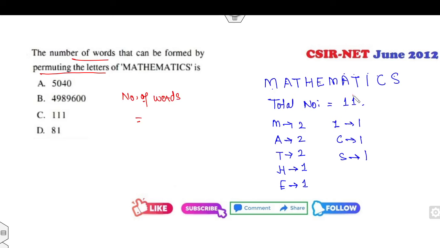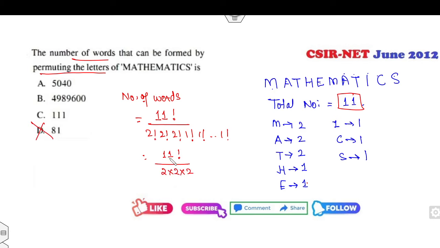You all know the total number of the words is a permutation. So it's 11 factorial divided by its repetitions: 2, 2, 1 factorial, 1 factorial. 1 factorial is always 1, so there is no need to write 1 factorial. That means 11 factorial over 2 factorial into 2 factorial into 2 factorial. So definitely 81 is not the right answer, because you can see 11 factorial is a very large number. If you divide them by 8, it can never be these two numbers. The right answer is B.